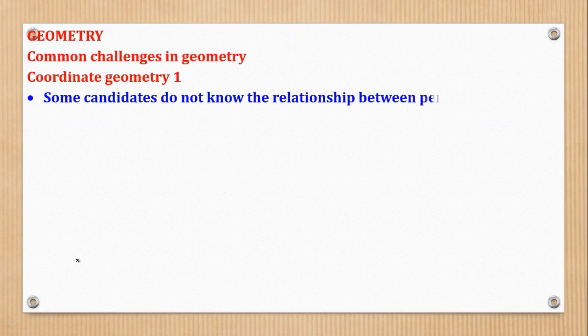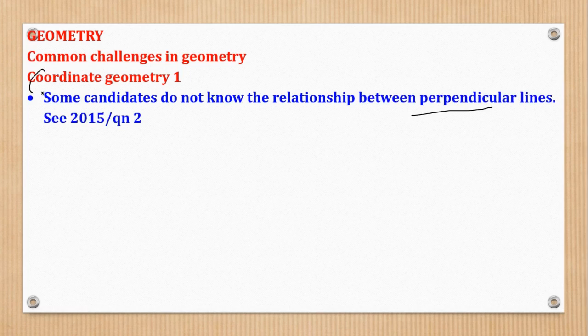That was vectors. What about geometry? For geometry, the common challenges are: 1. Candidates don't know the relationship between perpendicular lines. Coordinate geometry 1 is covered in senior 5, so you need to know the relationship between perpendicular lines: the product of the gradients is equal to -1.